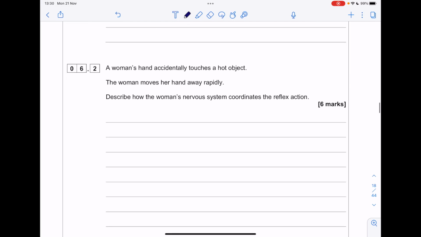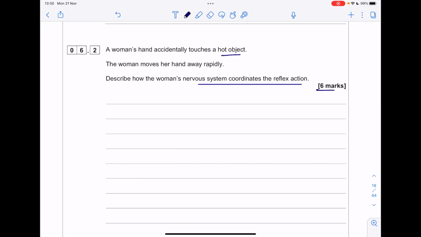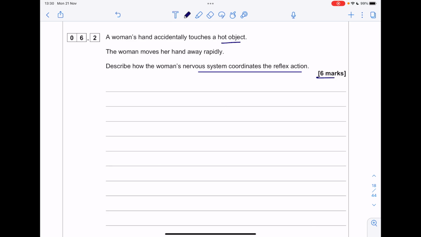A woman's hand accidentally touches a hot object. The woman moves her hand away. Describe how the woman's nervous system coordinates the reflex action. This is a gift, 6 marks. This is an answer you just need to learn. It's a great way of guaranteeing 6 marks. Remember, my revision guide is full of these sorts of answers.